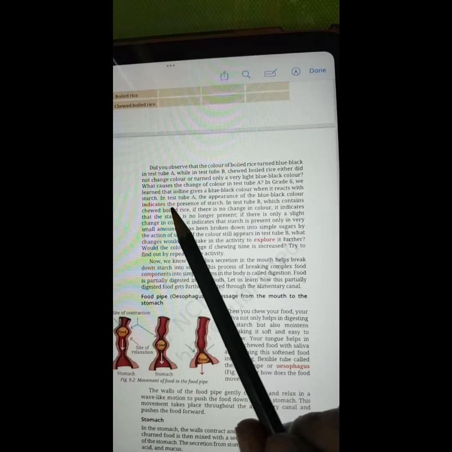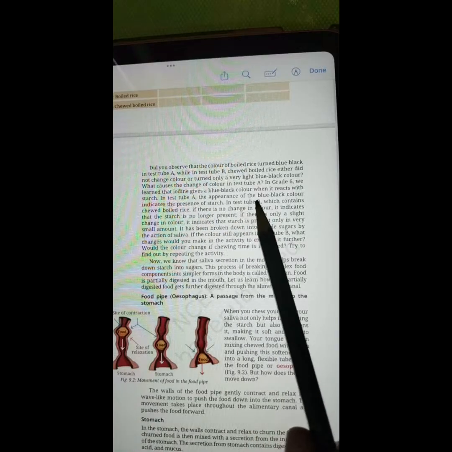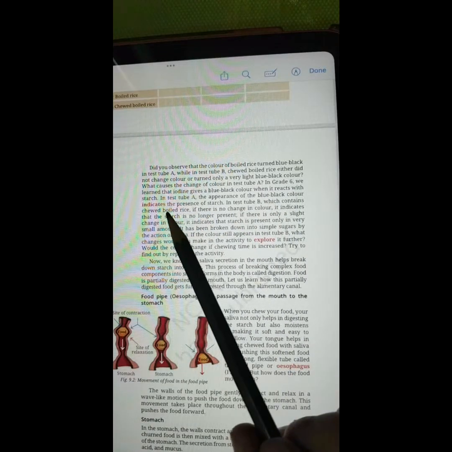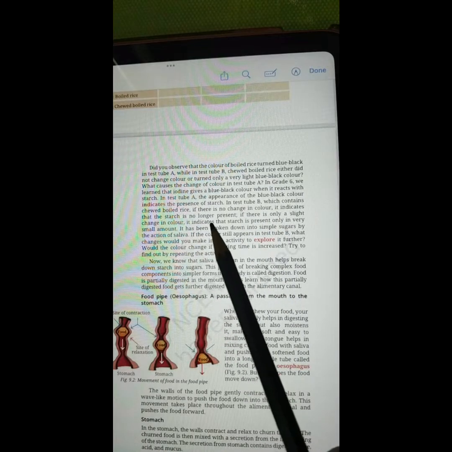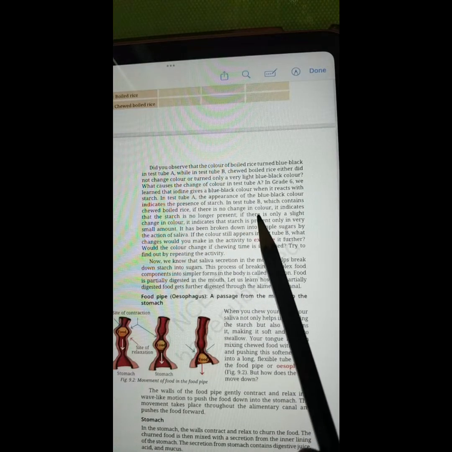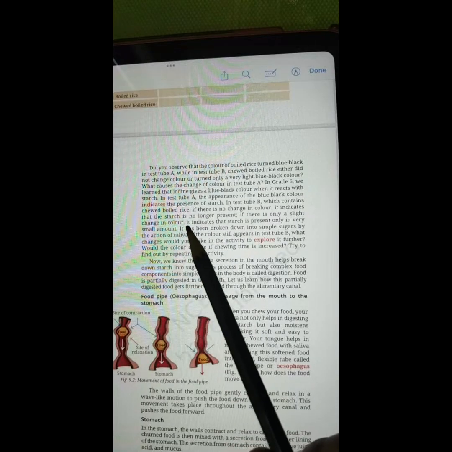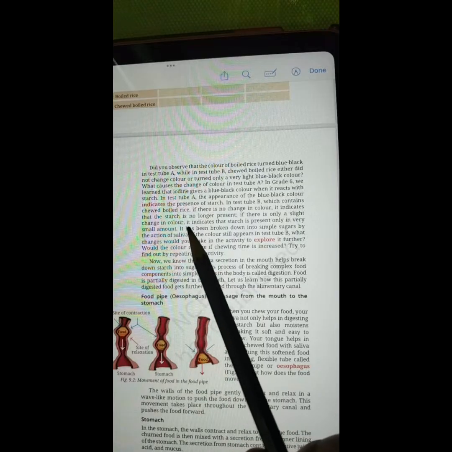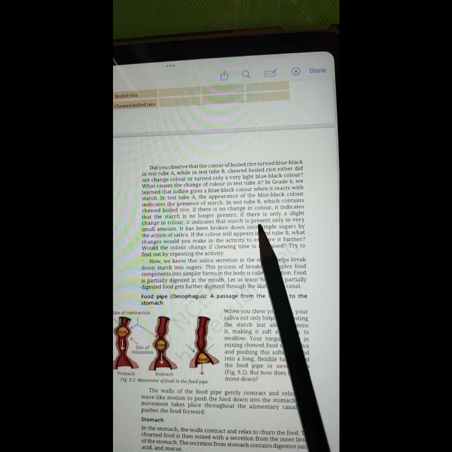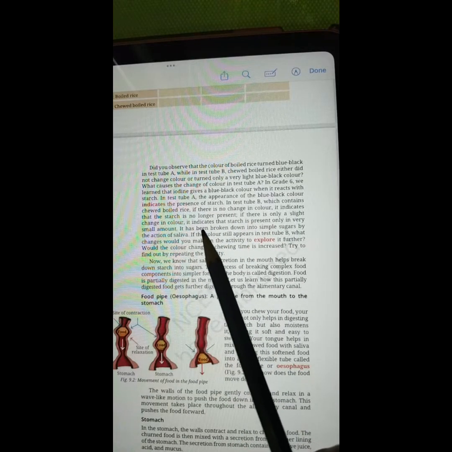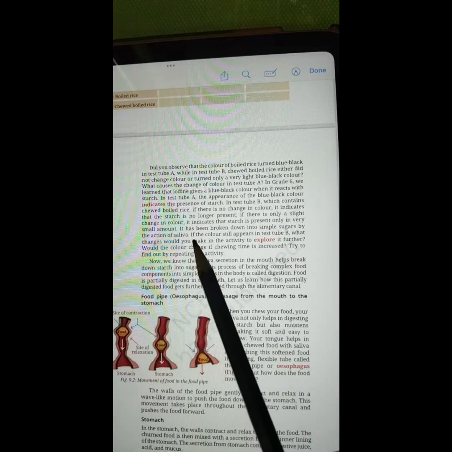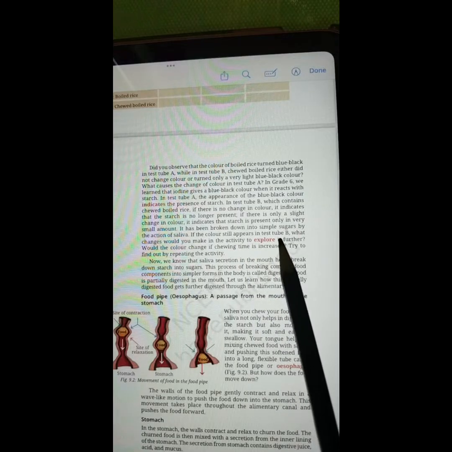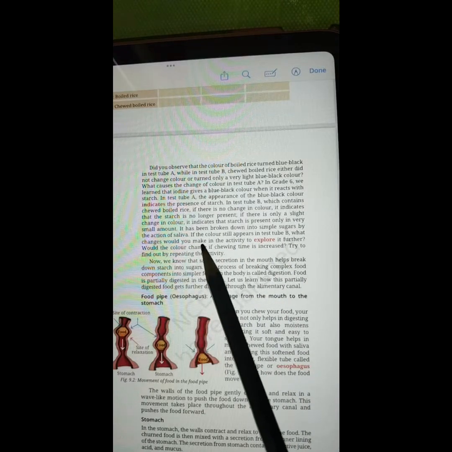In grade 6, we learned that iodine gives a blue black color when it reacts with starch. In test tube A, the appearance of blue black color indicates the presence of starch. In test tube B, which contains chewed boiled rice, if there is no change in color, it indicates that the starch is no longer present. If there is only a slight change in color, it indicates that starch is present only in very small amount. It has been broken down into simple sugars by the action of saliva.